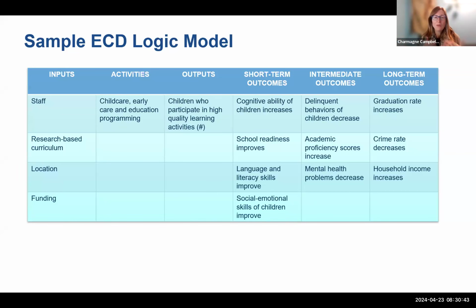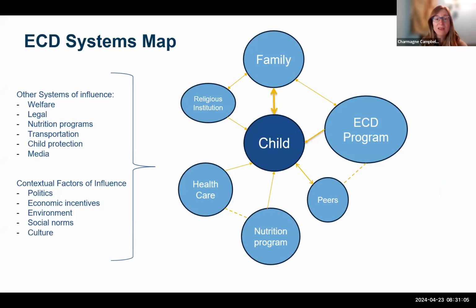Often this is what we're asked to produce, maybe by funders, or what we produce to really get at the very specifics and be able to measure them. But what we are asking you to do is to really think more about how this appears in a complex, dynamic situation where you have the child there at the center and you think about what are their relationships. You have the direct relationships with the family, with the early childhood development program, with their peers. Maybe there are some other institutions that are important: religious institutions, healthcare, nutrition programs. Thinking about some of the other systems of influence in them.